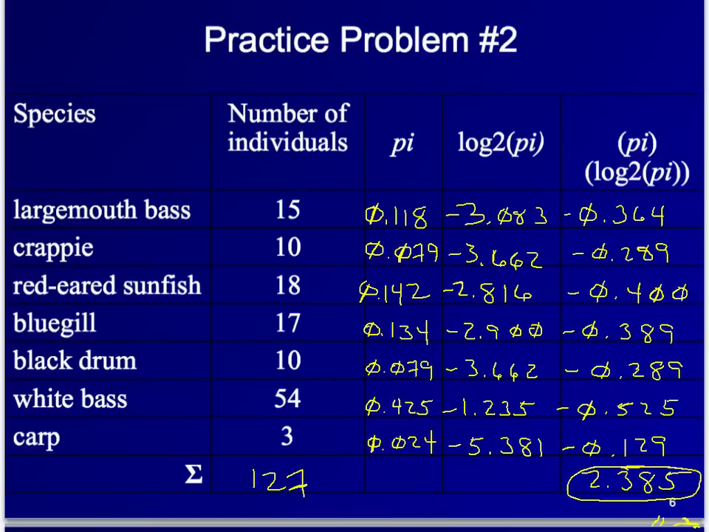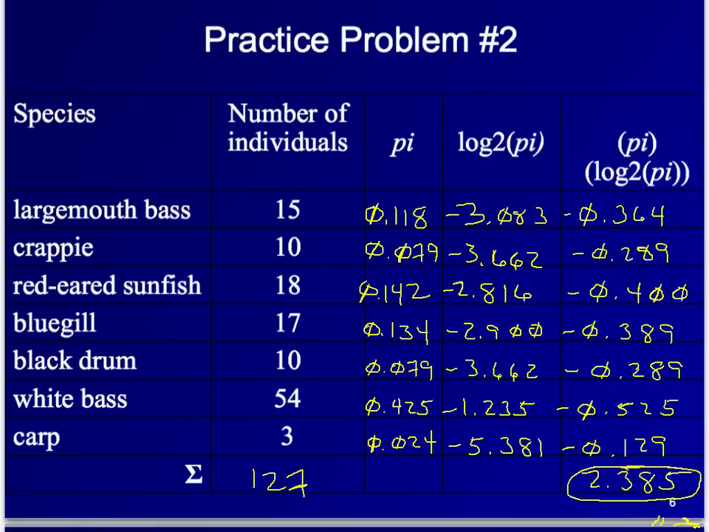Then, after I did this, the total of this column over here was 2.385 times negative 1. It was negative 2.385 times negative 1. So my species diversity index is 2.385.